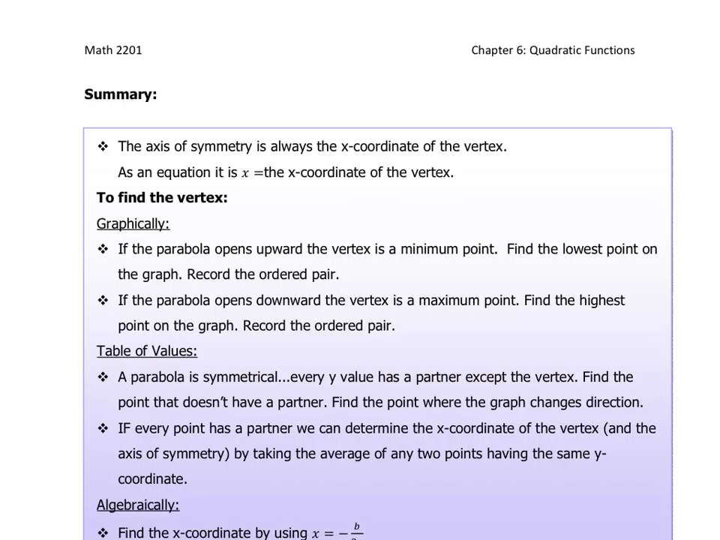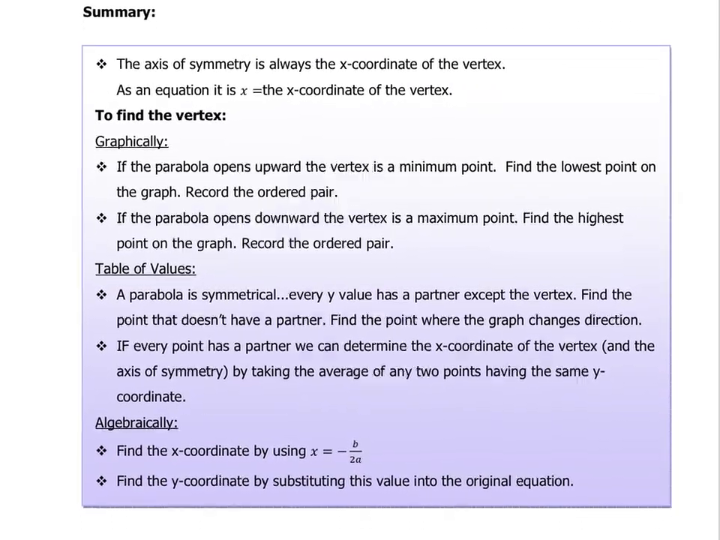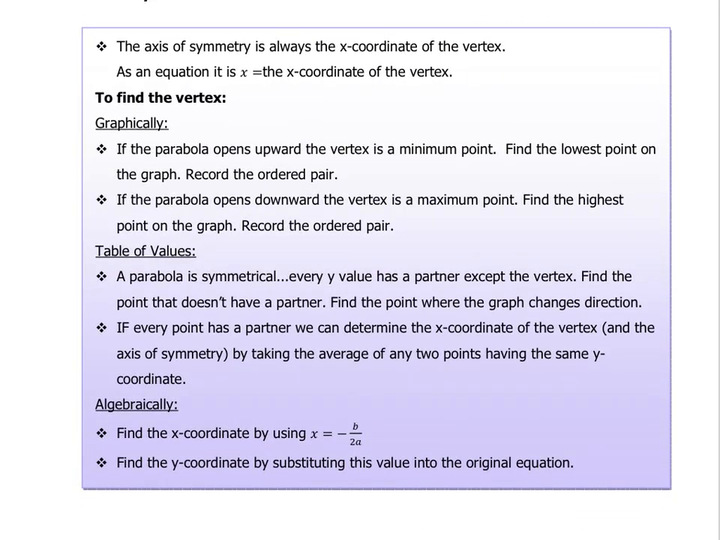All right, so the last page here is just a summary of everything we've done in this section. And basically you should know by now that the axis of symmetry is the same as the x coordinate of the vertex. As an equation, it would be written as x equals the x coordinate of the vertex. And to find the vertex using a graph, you'd know that you're looking for the minimum point if the graph opens up or the maximum point if the graph opens down, and then just record the x and y coordinate of that point.